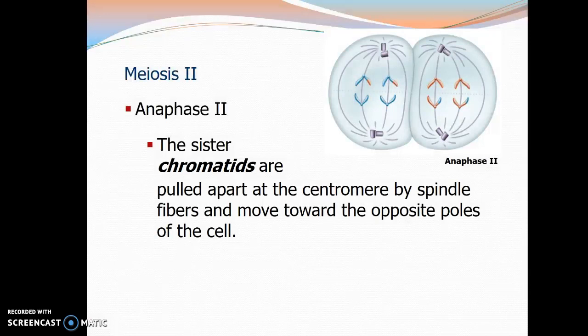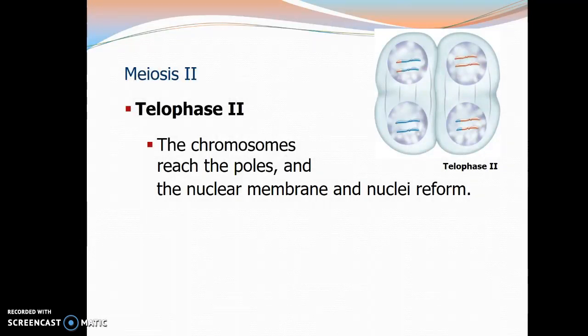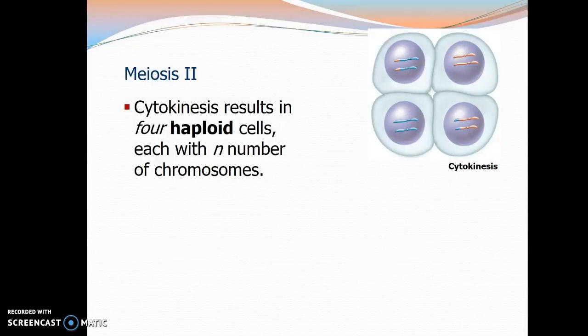That is very important to remember. Underline it, highlight it, do what you have to do to remember that they line up single file. Okay, anaphase 2, the sister chromatids are pulled apart at the centromere by the spindle fibers, and then they're moved toward the opposite poles of the cell. So in anaphase 1, you have the chromosomes being pulled apart, but now you have the sister chromatids being pulled apart. Okay, telophase 2, the chromosomes reach the poles, the nuclear membrane and the nuclei reform. And you see you have 4 cells. And then cytokinesis after telophase 2 results in 4 haploid cells. Each cell has n number of chromosomes, or 1 set of chromosomes.